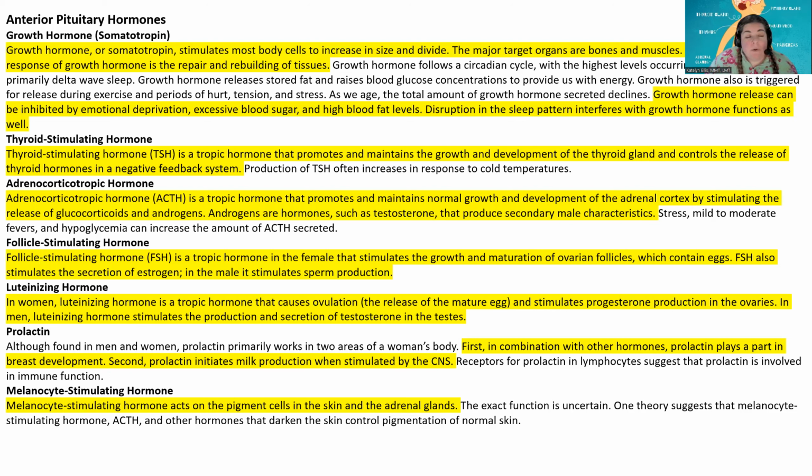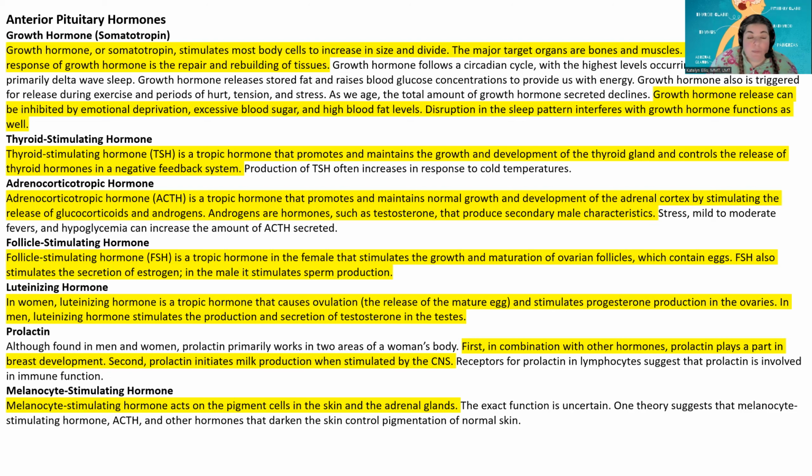Luteinizing hormone is a tropic hormone that causes ovulation, the release of the mature egg from the follicle. It stimulates progesterone production in the ovaries. And in men, luteinizing hormone stimulates the production and secretion of testosterone in the testes.